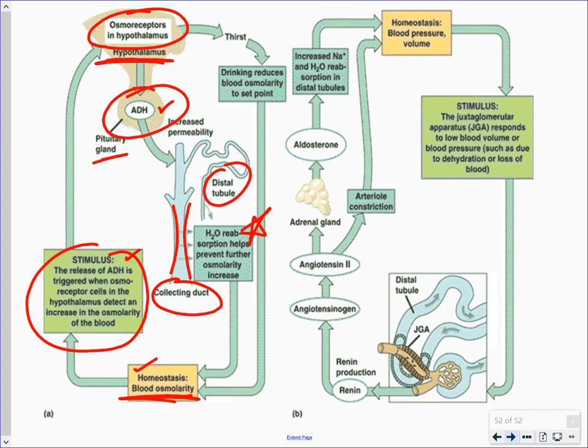So the ADH is going to tell your body to hold on to water by reabsorbing it, but to eventually bring your body back to homeostasis, probably what you're also going to have is the ingestion of water to increase the amount of water that is coming into your body. So big thing to remember, ADH is specific for water reabsorption.